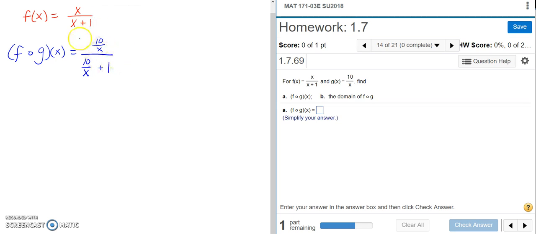Okay? So now we have to simplify it. The first thing you want to do is combine these fractions on the bottom. But because this does not have a common denominator with this fraction, we need to change the 1 to x over x, because we have to get a common denominator. So now that they have a common denominator, we can combine those into one fraction.